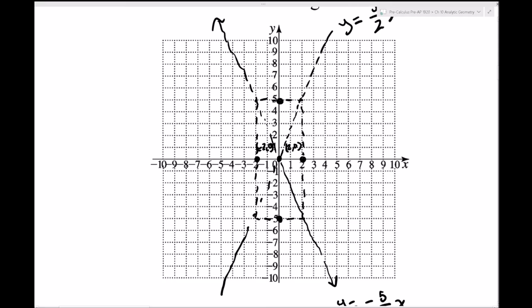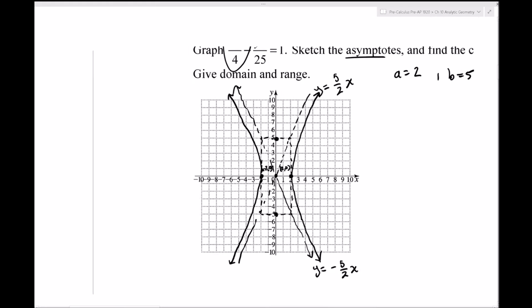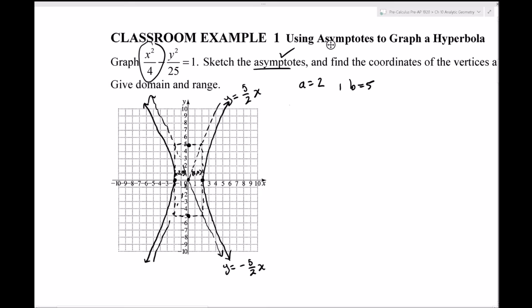Then we're going to draw the rest of this curve, and it's going to go something like this. And like this. So those are my two vertices. So I might want to label them asymptotes, or not label them. I might want to summarize here. Asymptotes, y is equal to plus minus 5 over 2x. Vertices, plus minus 2 comma 0.